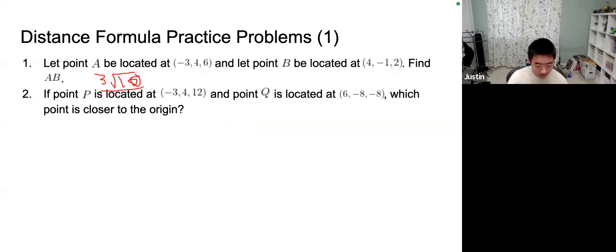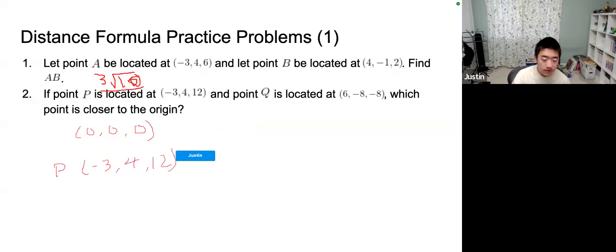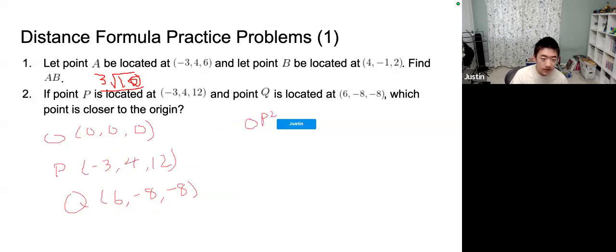Okay, so the origin is at (0, 0, 0). P is (-3, 4, 12), and Q is (6, -8, -8). Let's call the origin O. Instead of taking the square root, we can find OP squared, which will be equal to 3 squared plus 4 squared plus 12 squared. This is just the distance formula, but with both sides squared. So this is 9 plus 16 plus 144, which is 169.